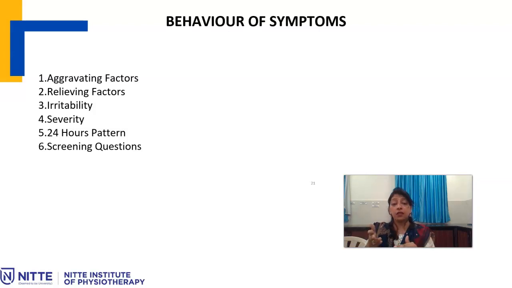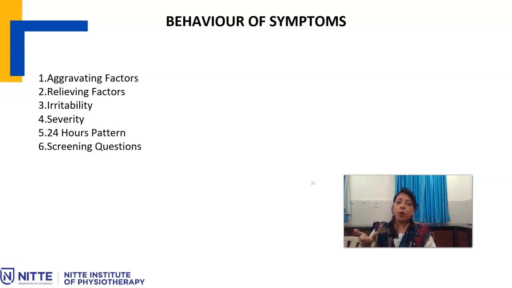24 hours pattern, whether you have morning pain, evening pain, night pain. So morning pain generally tells you about any active inflammatory condition, also a degenerative condition. Night pain will tell you about, again, an acute inflammatory condition, and it can also be because of any nerve case, sometimes a carcinoma also.